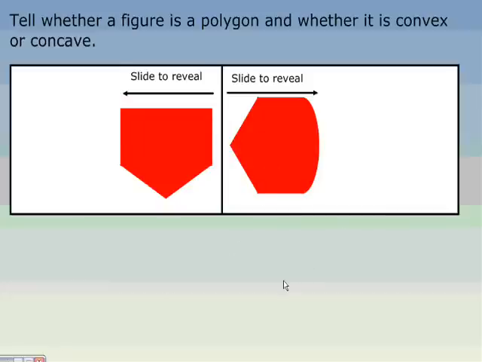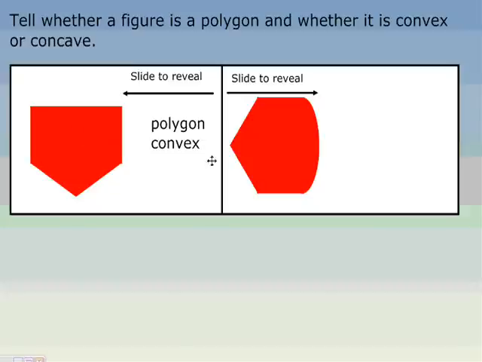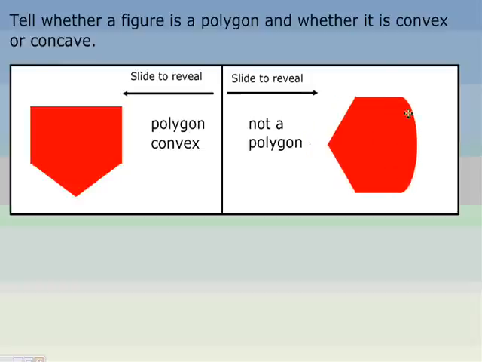Looking at these 2 figures, I want you to think about in your head whether they are convex or concave, and whether or not they are polygons. So this guy right here, convex or concave? You can yell it out loud. No one's listening. You are right. It is convex, and it is a polygon. Is this guy a polygon? No, it is not a polygon because it has a curved side.